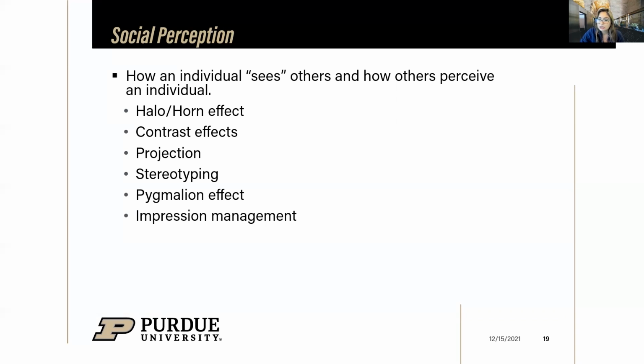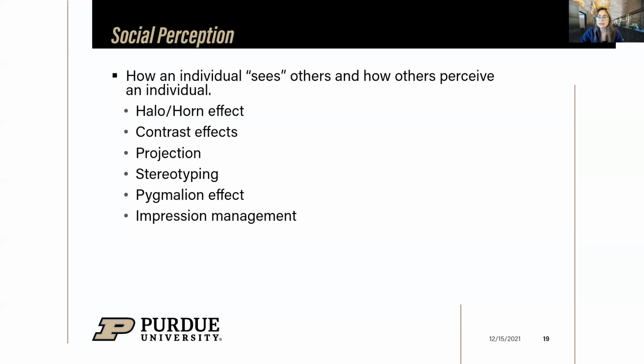Whereas projection is perceiving others in ways that reflect a perceiver's own attitudes and beliefs. Whereas when we're talking about contrast, we are talking about the effects where the perception of an individual is based on comparison of that individual with the other. But in projection, we're actually projecting our own beliefs on that other person.